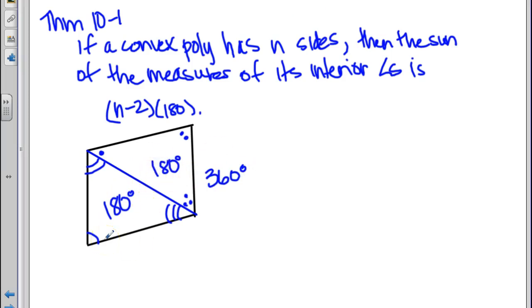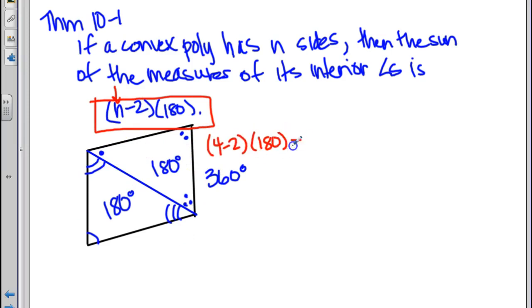Now, we don't necessarily want to draw figures every single time to figure out the interior angle measures. We could, but we have this formula that will help us. You plug the number of sides for the polygon in for n, subtract 2, multiply by 180, and bam, got it. The number of sides here is 4. So 4 minus 2 times 180 is the same as 2 times 180, which is 360 degrees. It's exactly what I found drawing the picture.